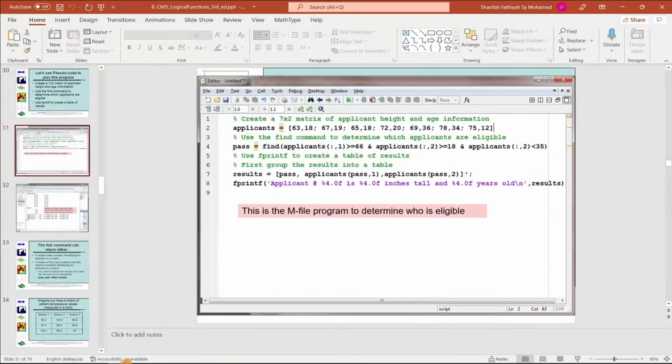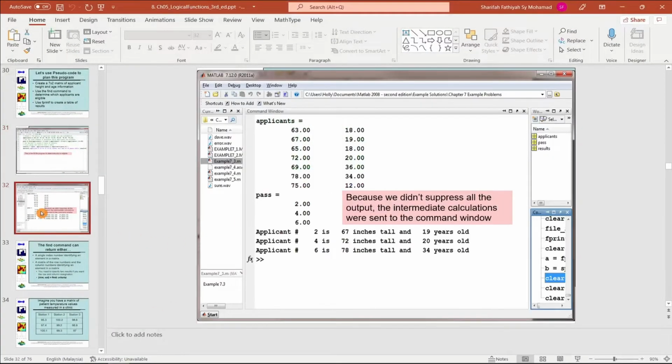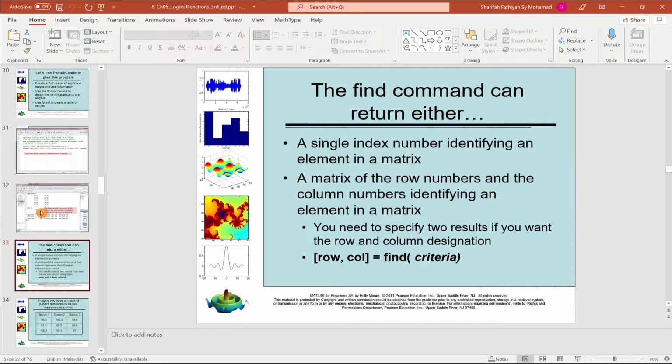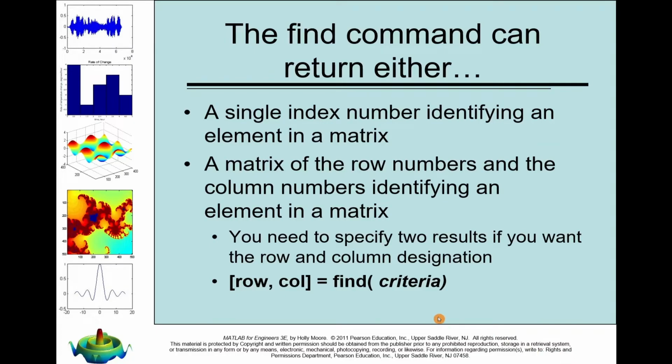Okay, so the find command can return either a single index number identifying an element in a matrix. Okay, ni apa yang kita dah tunjukkan selama ni lah kan. Find command hanya return index number je, bukan results atau whatever the actual value yang kita nak cari.